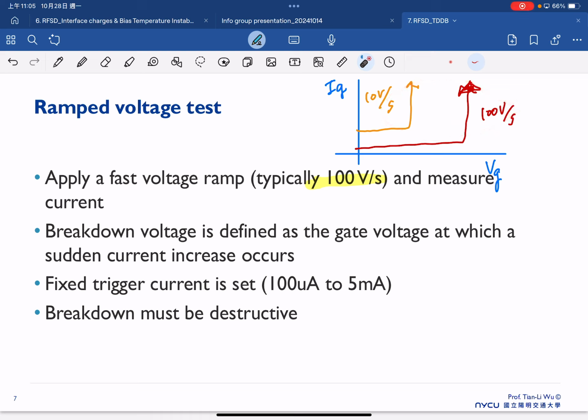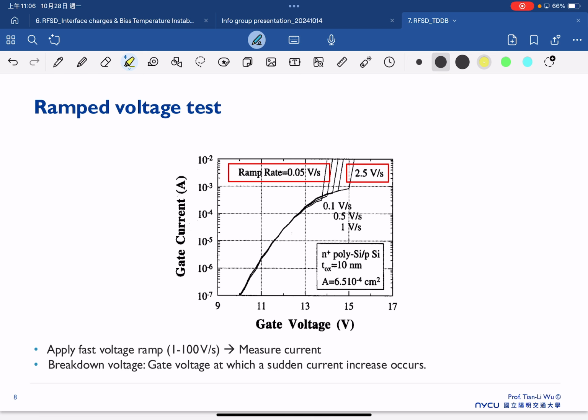And usually we will set different trigger currents, and one important point for TDDB testing is that this breakdown is destructive. Destructive means that once the hard breakdown happens, your device is completely broken. It has failed, so you cannot use the device anymore. So you actually try to destroy your device to start to see this TDDB phenomenon. So that's the first, very often used technique, the ramp voltage test. And here is a summary of the result. You can see that the right hand side is 2.5 volt per second. So that's a fast case.